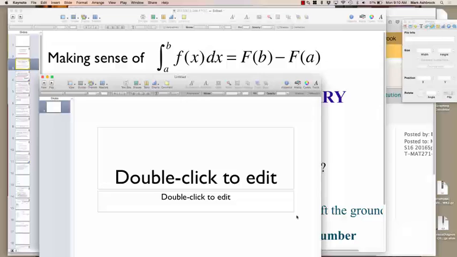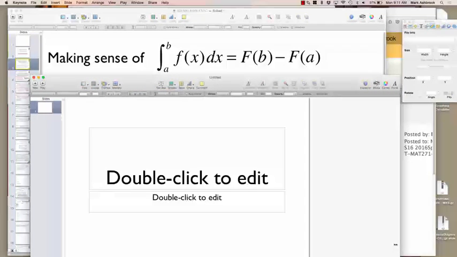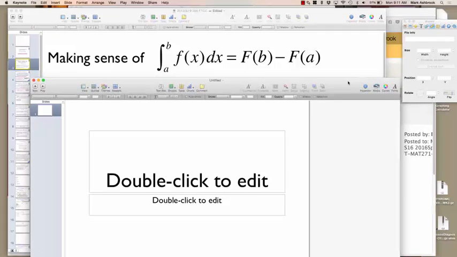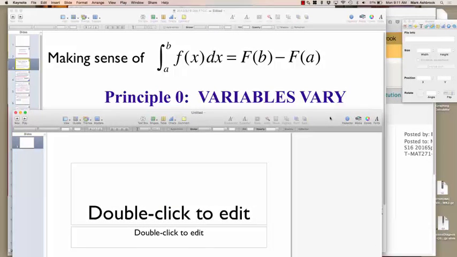Making sense of the fundamental theorem. So I'm going to break it down into a set of principles, something like 6 or 7. And so the first is actually principle 0, okay? Principle 0, before we can talk about any of the other main principles, the first principle is that variables vary, okay? Variables vary.